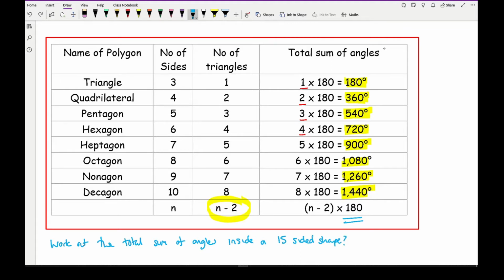So what I'd have to do here is 15 take away 2. So 15 take away 2 is 13. So then that'll tell me how many triangles there are. Now if each triangle is worth 180 degrees, then I do 13 times 180. And again, that's when I reach for my calculator and do 13 times 180.